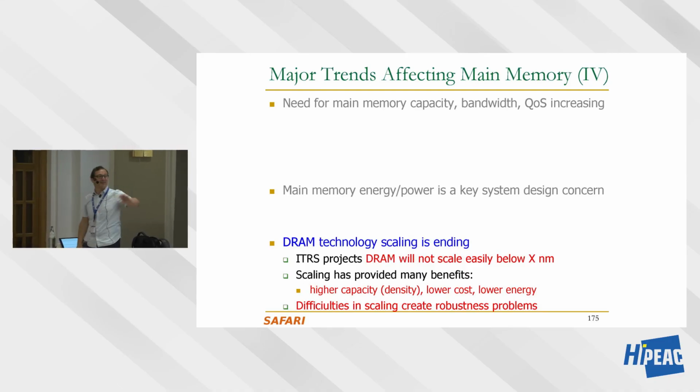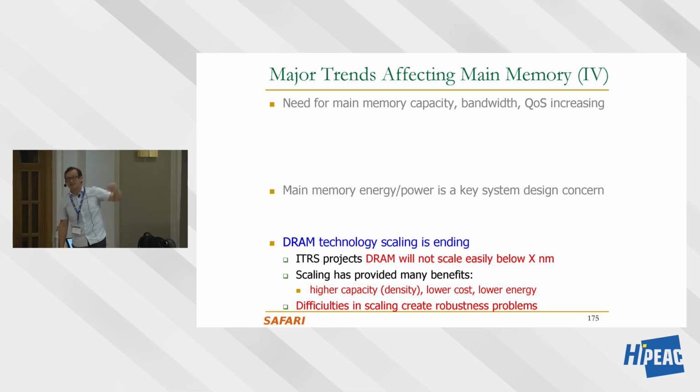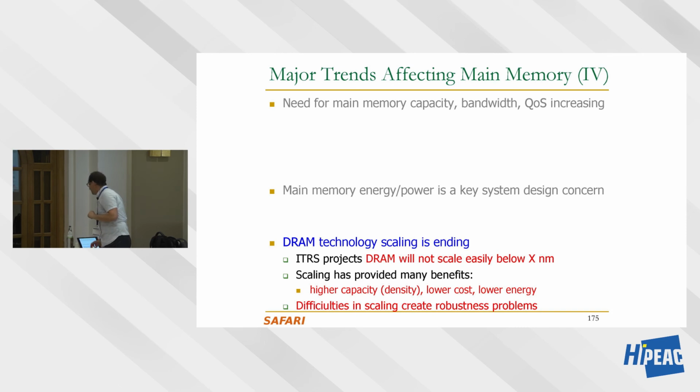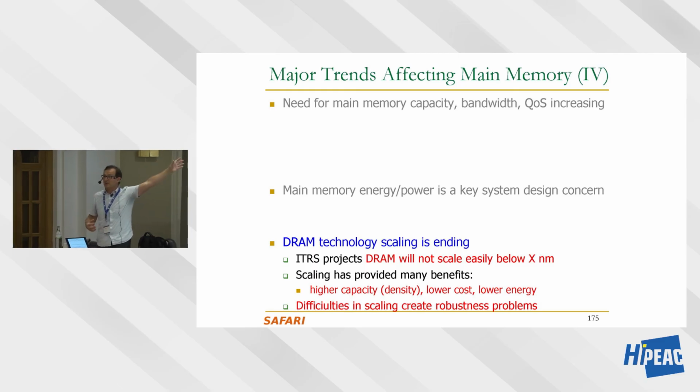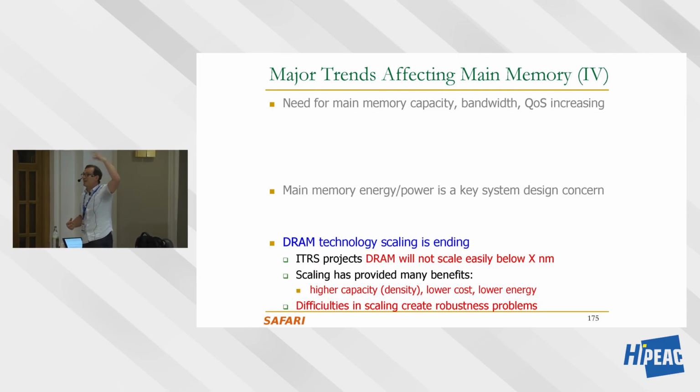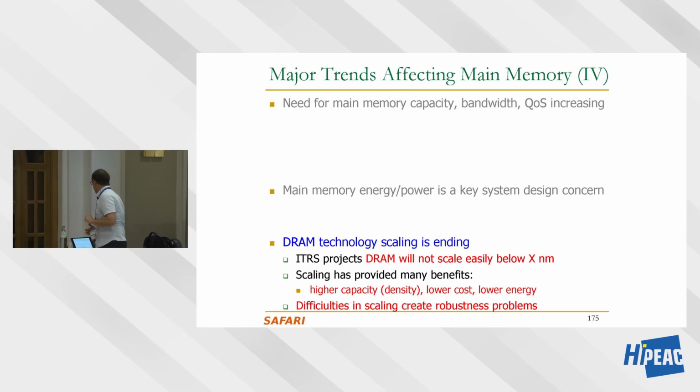Okay, so let me cover in the remaining time DRAM technology scaling, because it's actually going to be important. DRAM technology scaling, meaning reducing the size of the DRAM cell, making it more efficient, making it higher capacity, has enabled a lot of improvements. That's why we're trying to put 1.5 terabytes or many, many terabytes of memory, right? Unfortunately, it's not going well. Scaling has provided higher capacity, lower cost, lower energy, and now there are difficulties in scaling. That means that if DRAM doesn't scale, we're not going to sustain those performance benefits. And also, it creates robustness problems, as we will see.